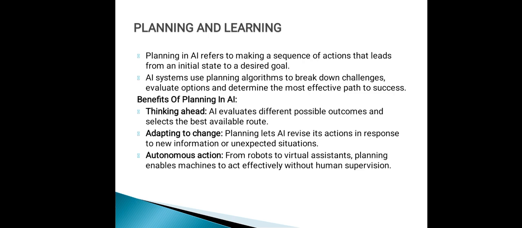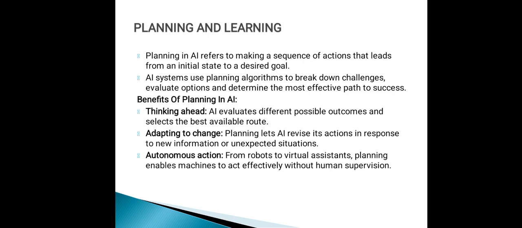Unit 4, Planning and Learning. First, we are going to learn about planning. Planning is the process of deciding a sequence of actions that takes an AI agent from its current situation, called the initial state, to the desired situation, called the goal state.